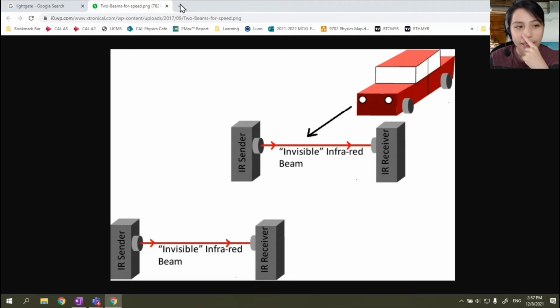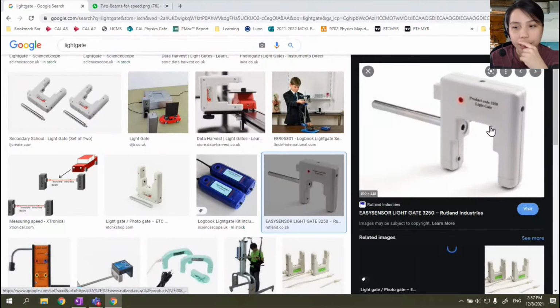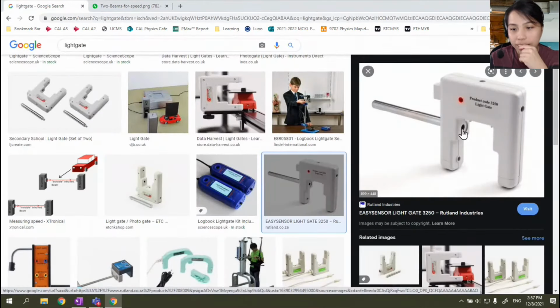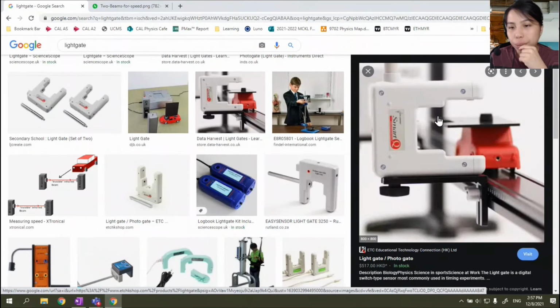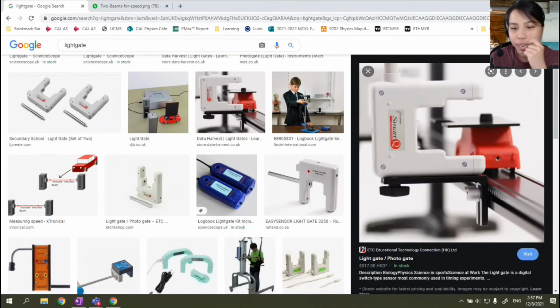Okay, bear in mind this light gate. In a real-life lab, it looks like this. See the light gate? So if we can put a light gate to measure velocity, we can find acceleration when the trolley passes by. Okay, let's look into it a little bit more. How does this work?